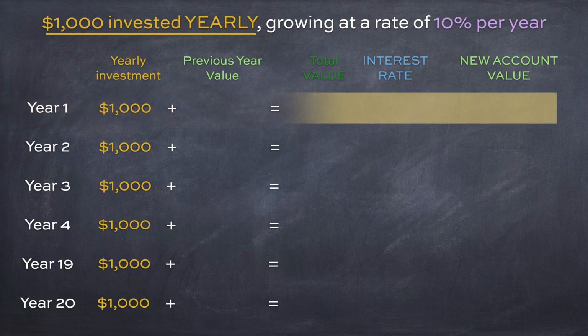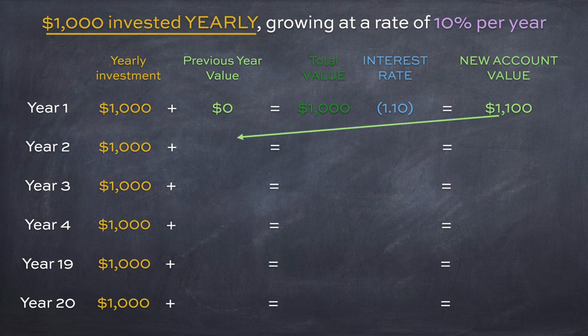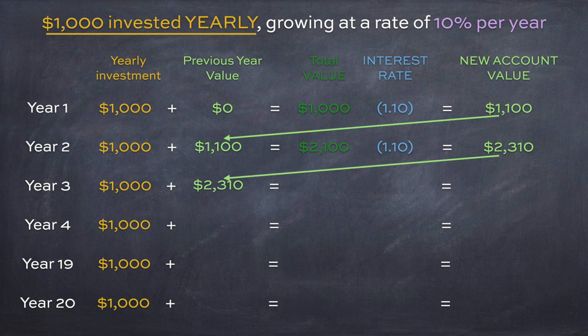So again, you start at year one, and then you're going to add the previous year value, which gives you the total value, multiply it by the interest rate, and that's going to give you your new account value. Then you take that new account value, plug it in right here, add these two, that equals that, multiply by the interest rate. And that's going to give you your new account value, which again is growing by more. And then you're going to take that 2310 and plug it in right there, add it to the yearly investment, gives you the total value, multiply that by the interest rate, and then that's going to give you this here. And again, this process you would just keep doing infinitely. So I'm not going to fill out the rest of it.